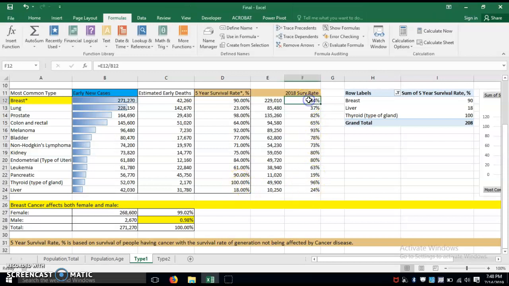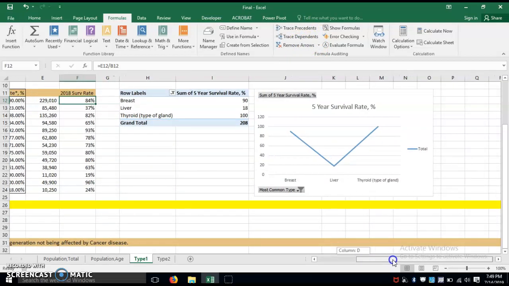Here I just calculated the survival rate for 2018. I used the formula where I divided the number of people who survived by the total number of people having this disease. So the survival rate for 2018 is 84%. This is for breast cancer. So it's very close to the 5-year survival rate.